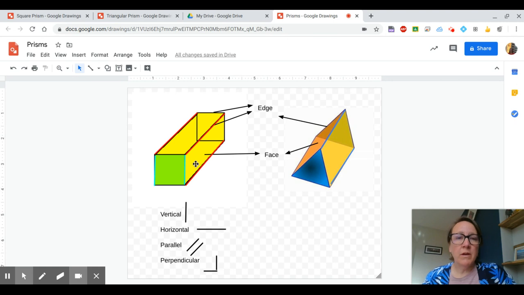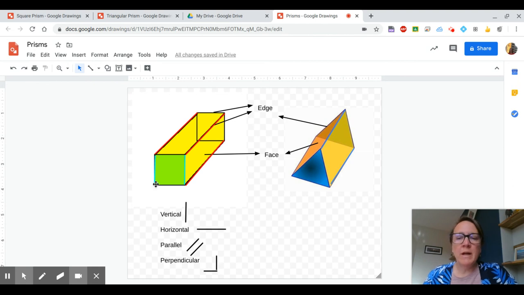So what could we talk about when comparing these edges to each other? The red ones are, first of all, parallel to each other. They're all going in the same direction. In fact, if this prism continued on, they would never meet each other. The blue ones are also parallel to each other. You can also say that the blue ones are vertical, and these black ones here are horizontal.